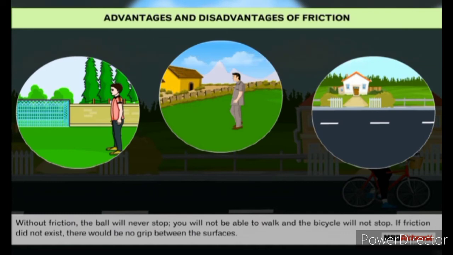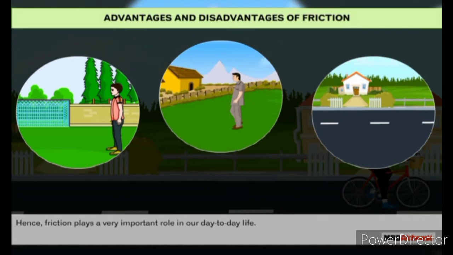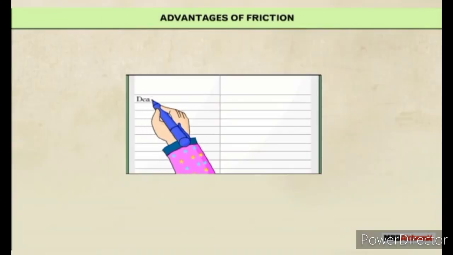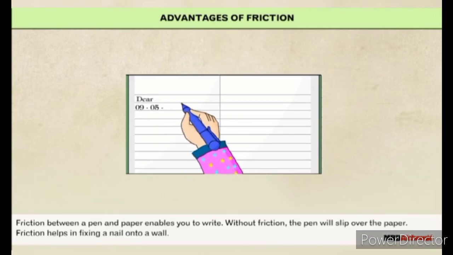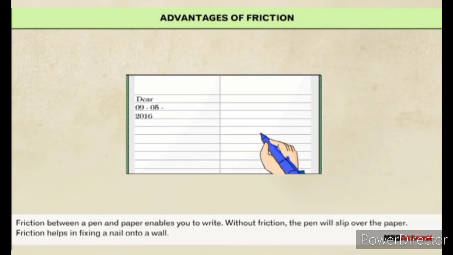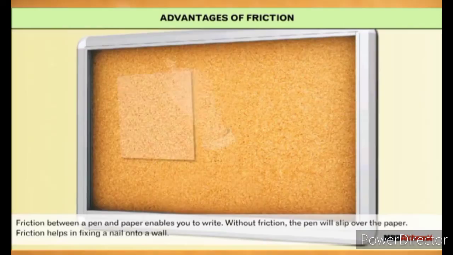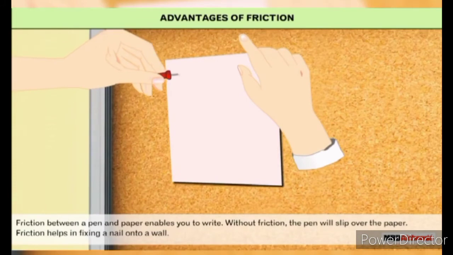If friction did not exist, there would be no grip between the surfaces. Hence, friction plays a very important role in our day-to-day life. Advantages of friction. Friction between a pen and paper enables you to write. Without friction, the pen will slip over the paper. Friction helps in fixing a nail onto a wall.